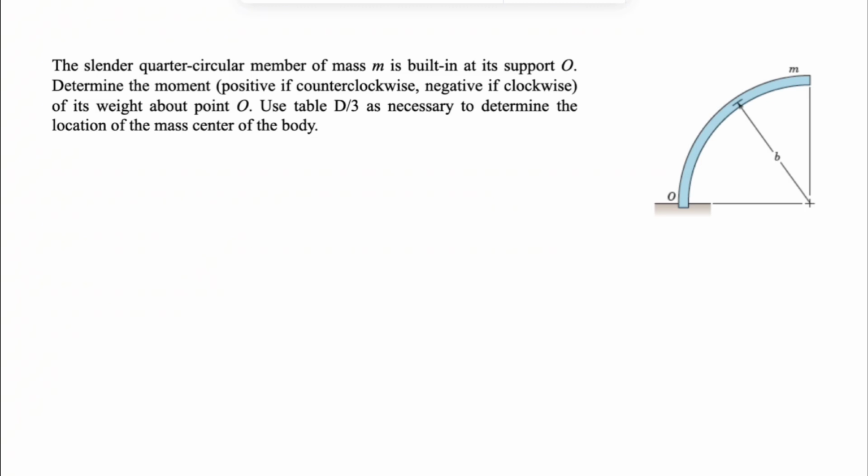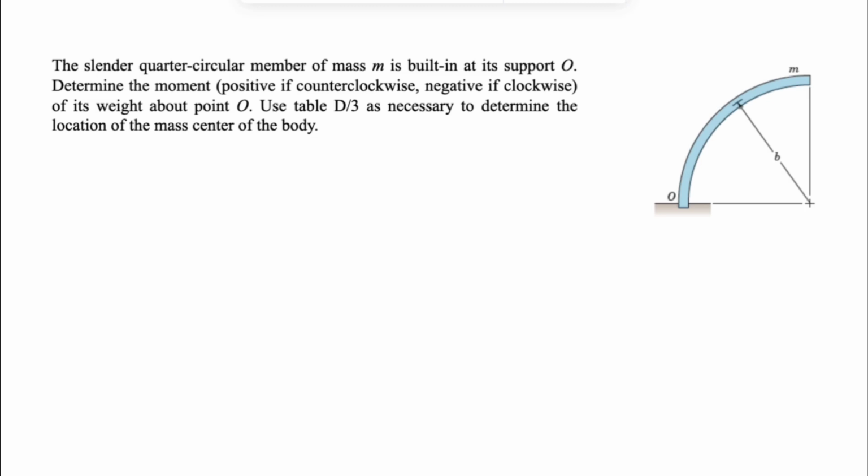Mechanics. And in this one we have this slender quarter circular member of mass m that is built in at its support O. We need to determine the moment of its weight about point O, on one condition: that we consider positive counterclockwise, negative clockwise, which is what we do for all the questions. We always do clockwise moment negative and counterclockwise moment positive.